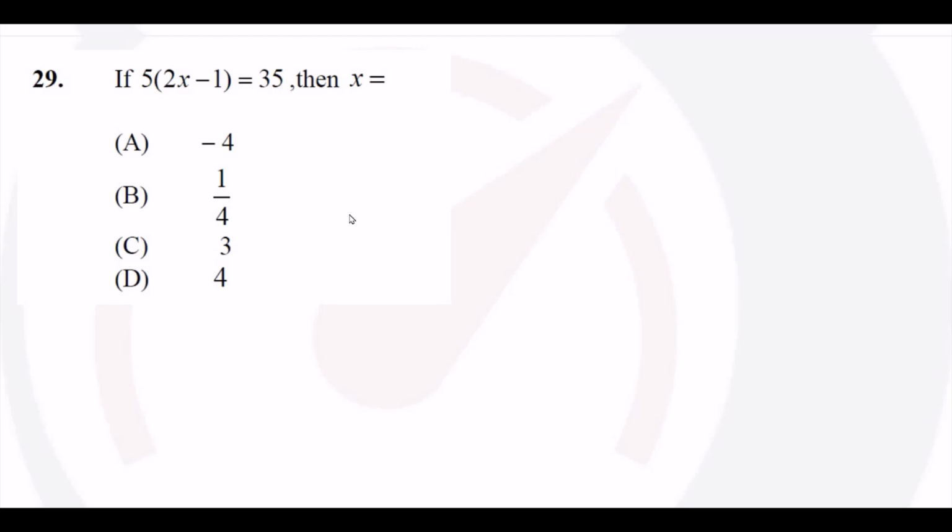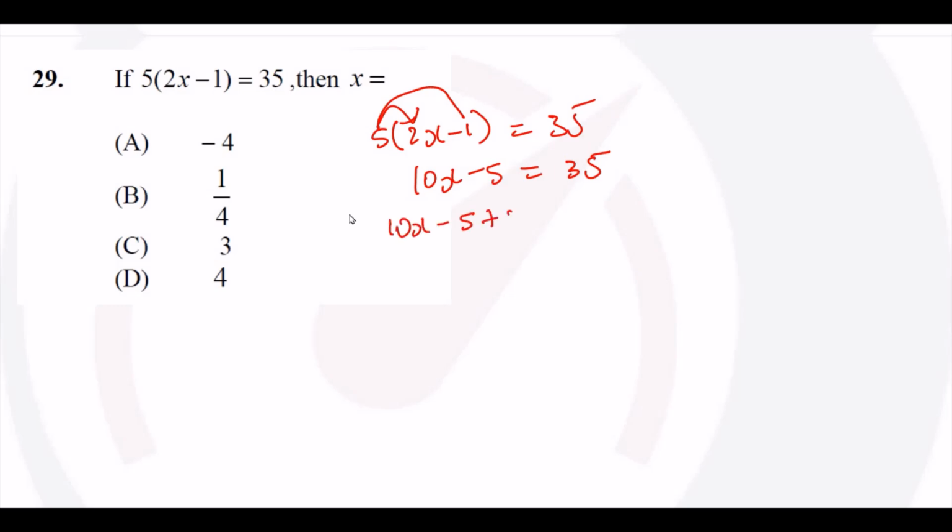Question 29. If 5(2x - 1) = 35, then x is equal to? So we apply our distributive law. 5 times 2x, we get 10x. 5 times negative 1, we get negative 5, is equal to 35. So now we're going to add 5 on both sides. So 10x - 5 + 5 is equal to 35 + 5. So we get 10x is equal to 40.